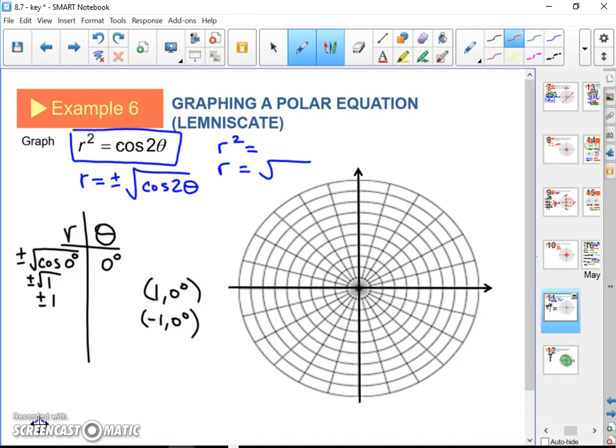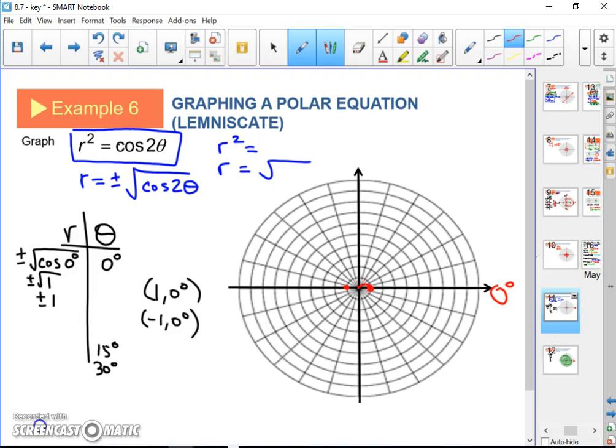1, 0 is going to be right there, obviously, but for negative 1, 0, go in the 0 direction, but go negative 1, or go the opposite direction. You've got this, okay? You can start plugging in other stuff. You can try 15, you can try 30, but it's going to be really difficult to graph this, okay?